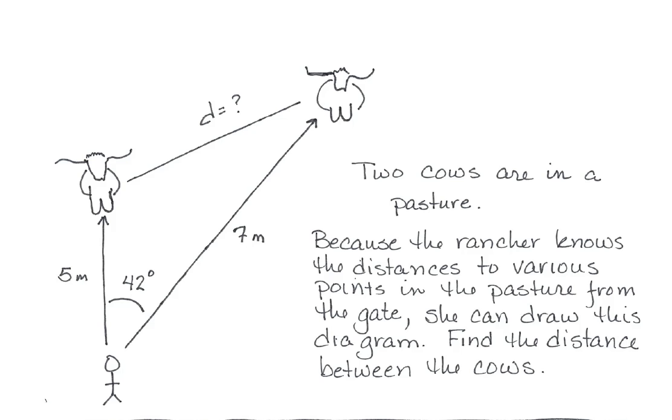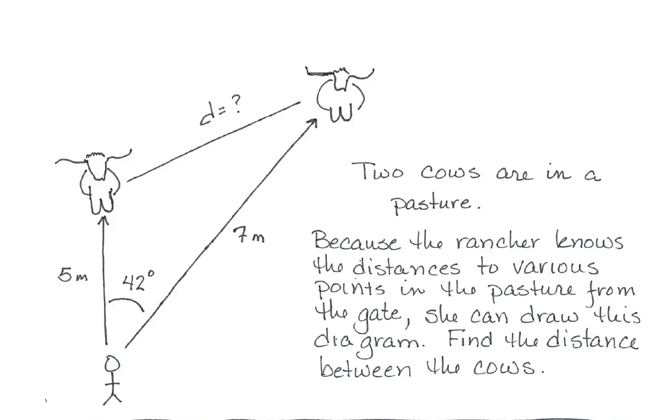So we can draw a diagram, just like any good physics student is going to have. We're going to have a really good opportunity to draw diagrams. So we've got a diagram there, and we know it's 5 meters to the first cow, and 7 meters to the second cow, and it's about a 42-degree angle between the cows. And what's the separation of the two cows? So again, we're moving from one dimension to the other dimension.